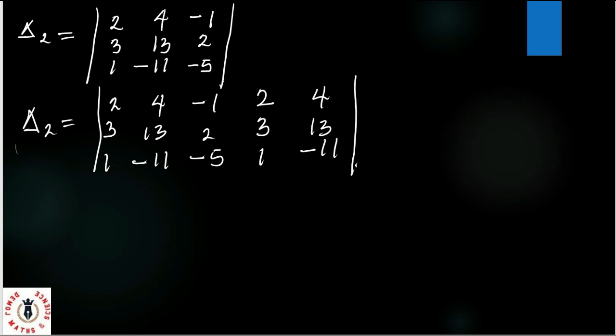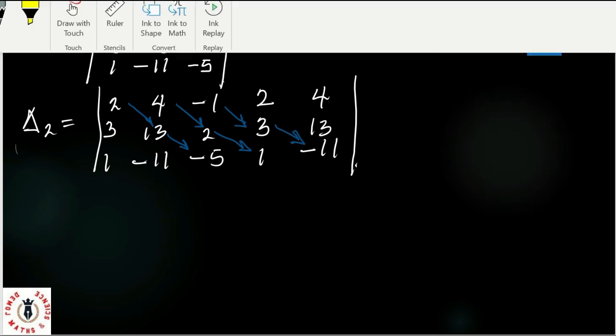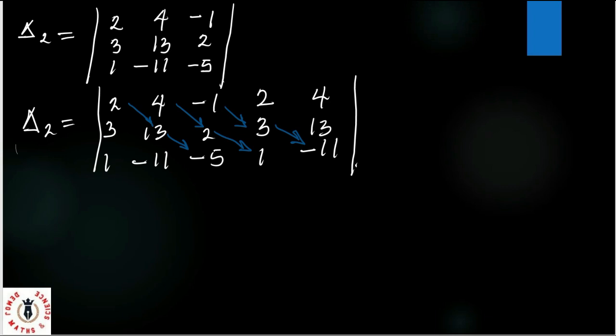Now let's pick our diagonals. The first diagonal will come from 2 to 13, 13 to minus 5, 2 to 4, and 2 to 1, minus 1 to 3, and to minus 11. So that delta 2 now will be the same thing as 2 times 13 times minus 5, that's minus 130. 4 times 2 times 1, that's plus 8. Minus 1 times 3 times 11, that's plus 33.